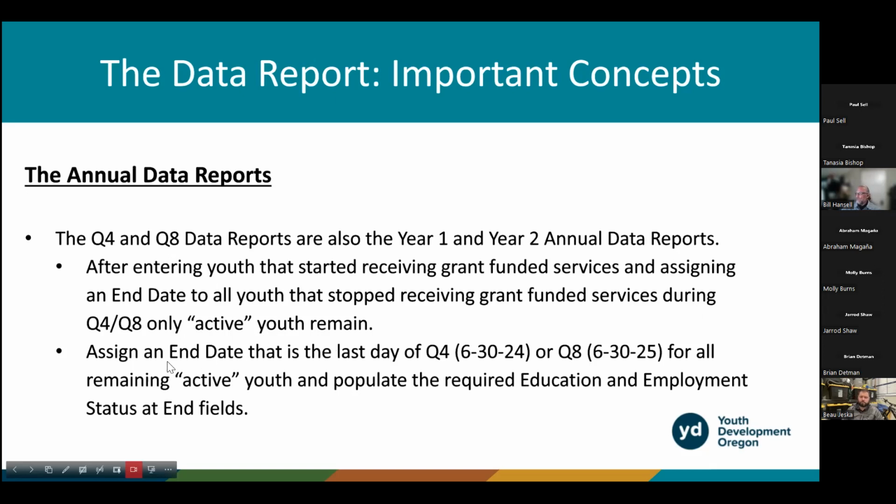And here's the step that makes it unique. In Q4 and Q8, all active youth after the first 2 steps have been applied will be assigned an end date. That is the last day of Q4, 6/30/24, or Q8, which is 6/30/25, for all remaining active youth, and populate the required education and employment status end fields. Anytime a youth is end dated, the employment and education status at end sections need to be filled out.